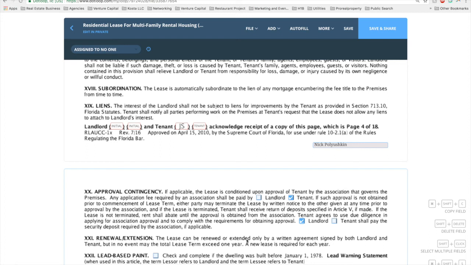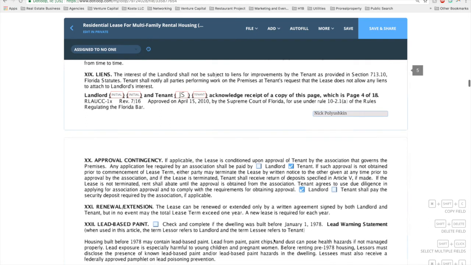Renewal and extension. The lease can be renewed or extended only by a written agreement signed by both landlord and tenant, but in no event may the total lease term exceed 1 year. A new lease is required for each year. So if the tenant would like to renew and to start the new lease for another year, the same document needs to be signed with updated terms and dates.